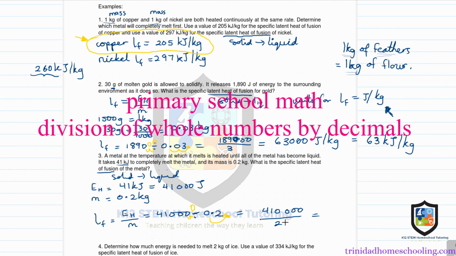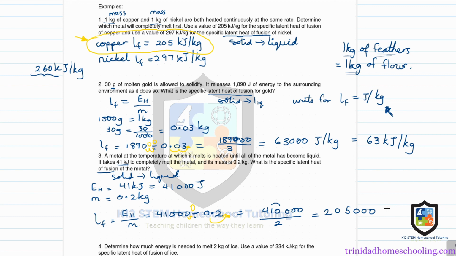And no calculators again. 2 could go into 4 2 times. 2 cannot go into 1, so we put a 0, but 2 could go into 10, so we put a 5 there, and we have 3 zeros, okay? 0 divided by 2 is 0. So here we have the specific latent heat of fusion of the metal in joules per kilogram, or if you wanted to put it into kilojoules per kilogram, we divide this by 1,000. And we will get 205 kilojoules per kilogram.